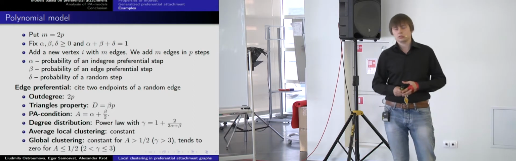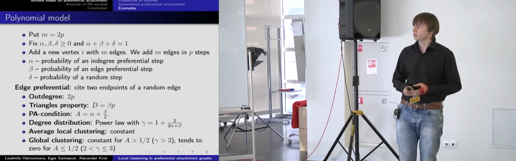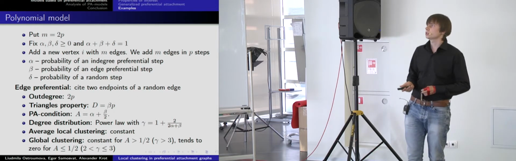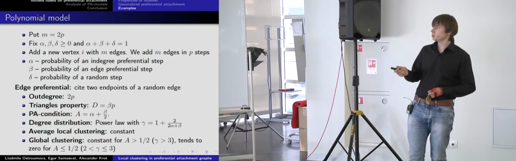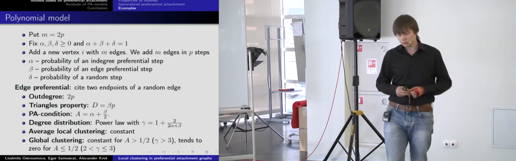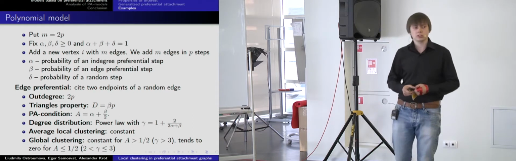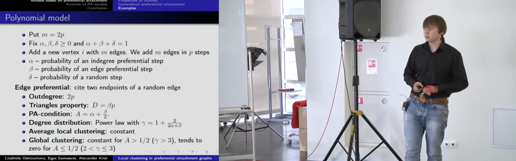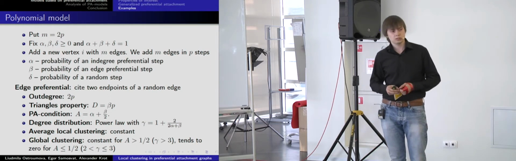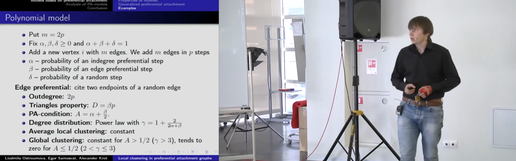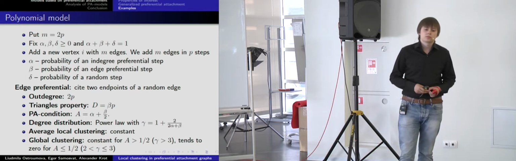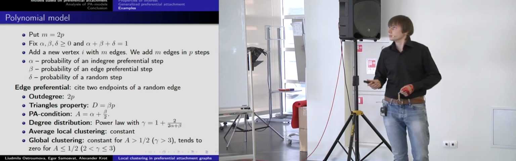So it's quite clear that finally we have a graph which belongs to the PA class of models with such parameters. It's very important that we have a constant global clustering coefficient, but only if alpha is more than 1/2. It equals to when gamma in the power law degree distribution is more than 3, and the global clustering coefficient tends to 0 for alpha less than 1/2.